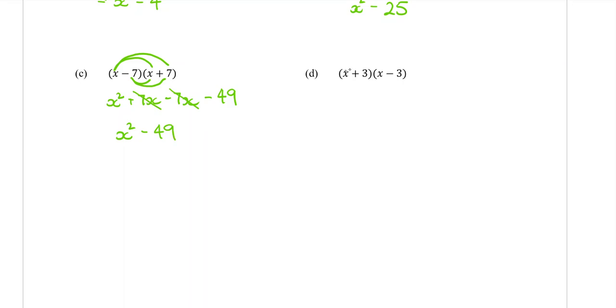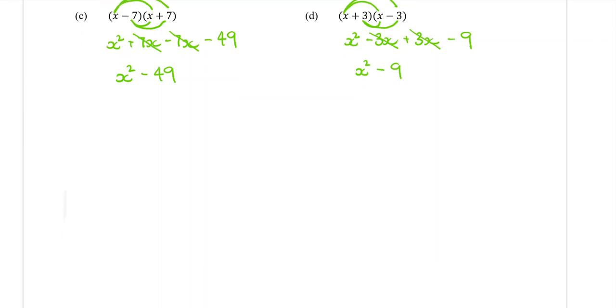One last one. X times x is x squared. X times minus 3 is minus 3x. Positive 3 times x is plus 3x. And 3 times negative 3 is negative 9. Minus 3x plus 3x disappears, and x squared minus 9 is the answer.